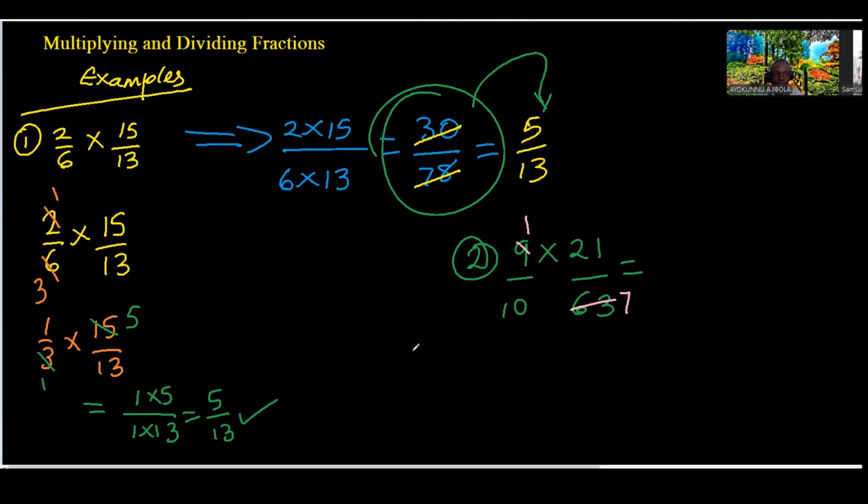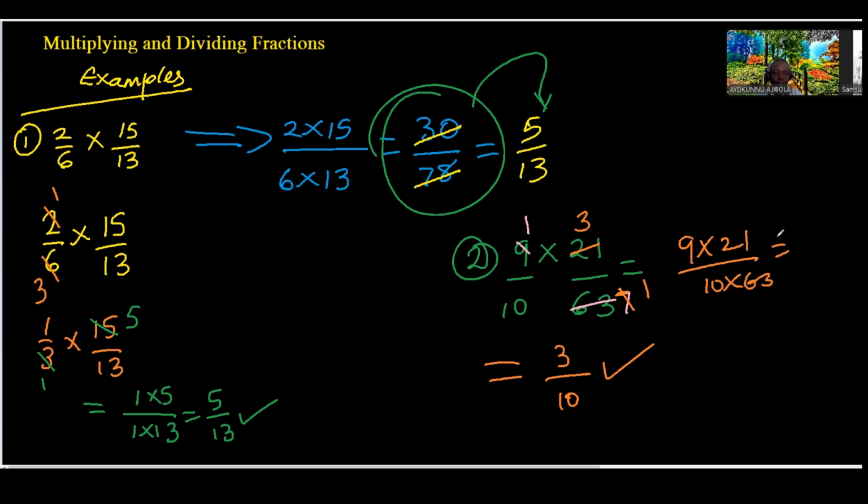Then the next step is to see whether anything is common again. Is anything still common? 7 is common, and can go in 21, right? 7 here, 1, and 7 here, 3. So what do I have left? I have just 1 times 3 at the top, which is 3, and 10 times 1 at the bottom, which is 10. So this is very much faster and simpler than saying 9 times 21 over 10 times 63, and getting a very large number.